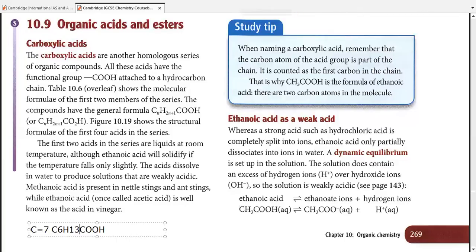So C3H7COOH. C3H7COOH. Very good. Next up is Zyme. Zyme, what would be the molecular formula of a compound in which the total number of carbon atoms is 6? So C5H11COOH. Very good. Next up is Zoha.